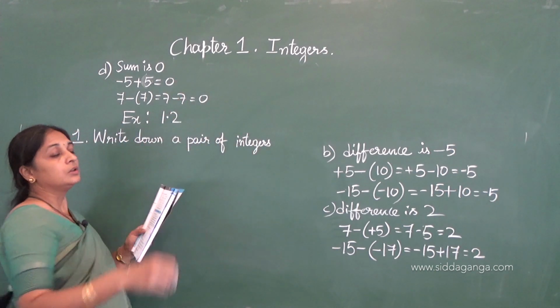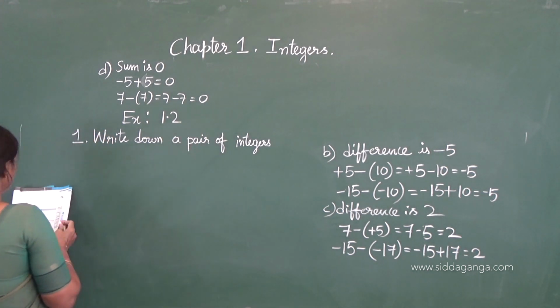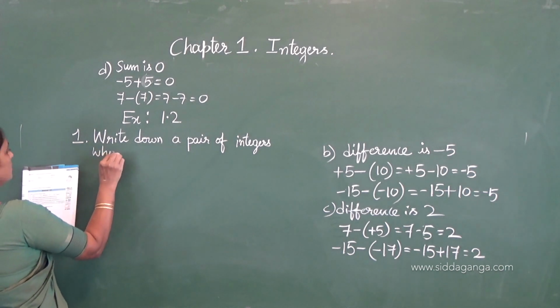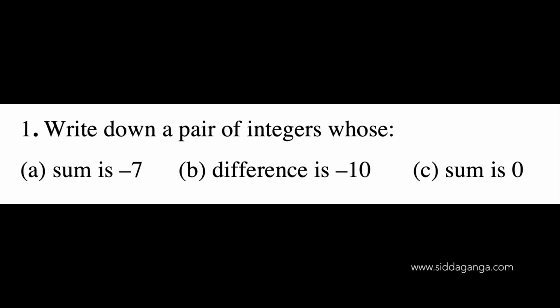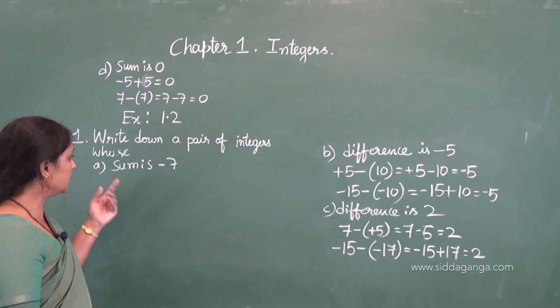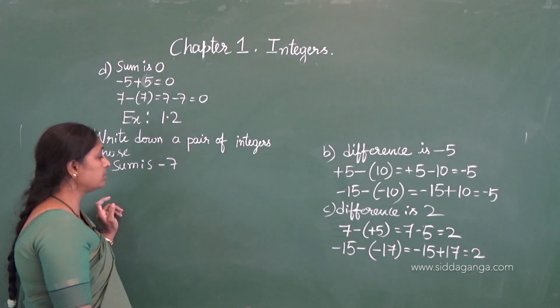So here we have seen some examples. Like that only we have to do for this. Integers whose sum is minus 7, I do the first one for you. Like this we have to do. The condition is the sum should be minus 7.